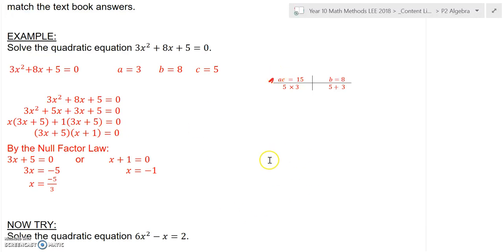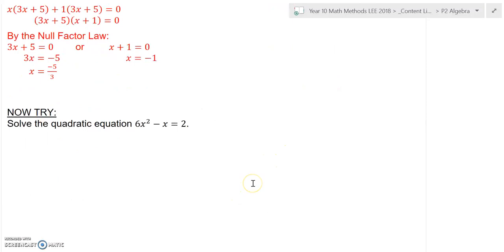So what you need to do is try this quadratic equation now and see how you go. Good luck.